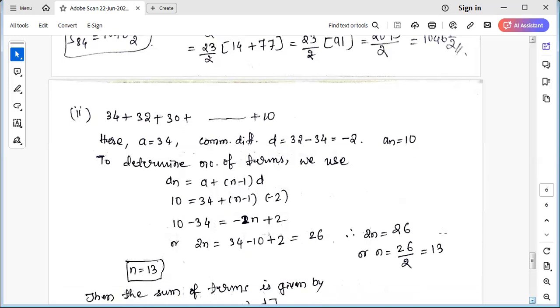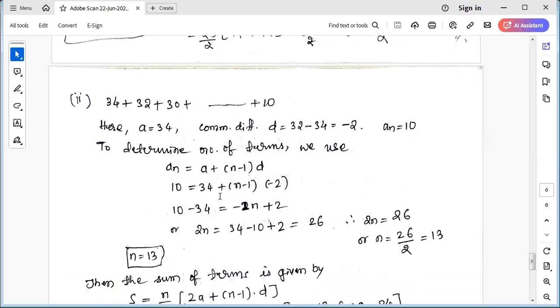Next problem. The terms are like this. A is equal to 34 is the first term. Common difference is 32 minus 34, which is minus 2, and there are 10 terms. Means he has given up to the 10th term. So between this 34 and 10, how many terms are there? We have to determine.